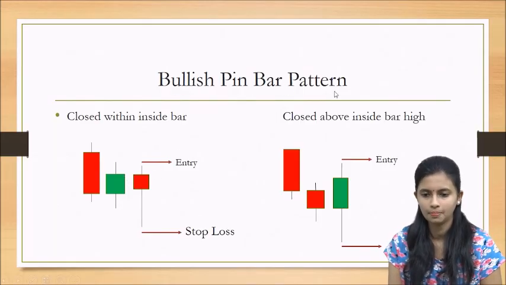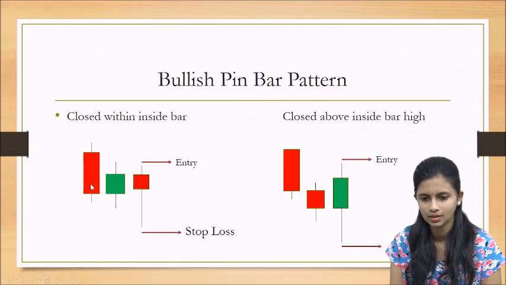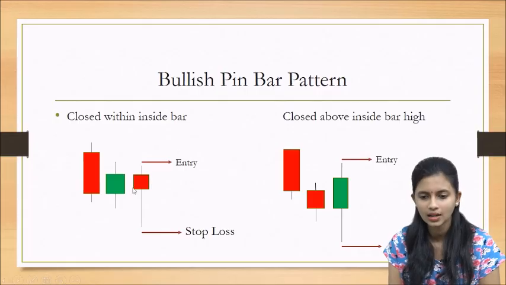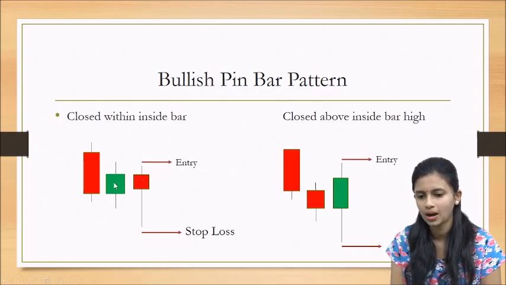So the next pattern is the bullish pin bar pattern. Now what is this pin bar? A pin bar is this big, longest wick that you can find here, a very long wick. This is called a pin bar. In that we have 2 types: closed within inside bar. That is, you'll have one red candle, and another green candle over here. The next red candle that is formed has to close inside this green bar itself.